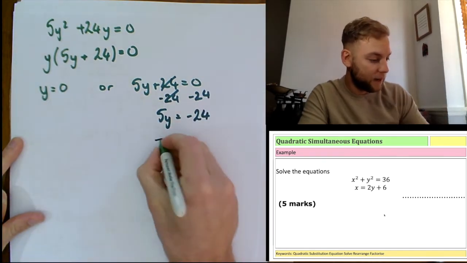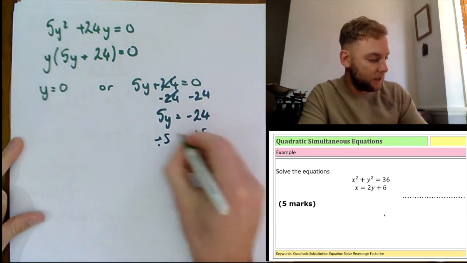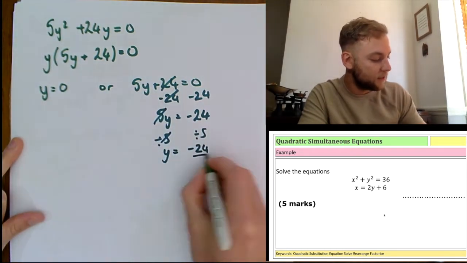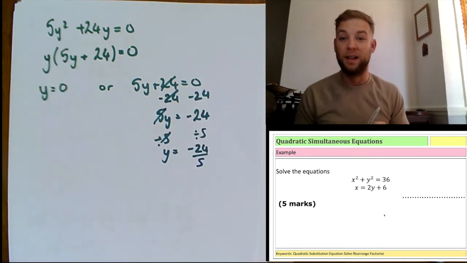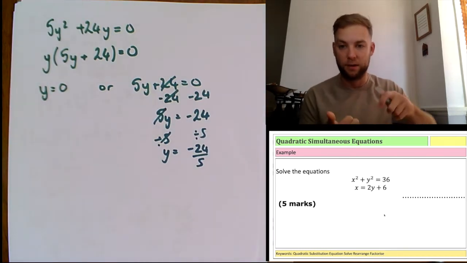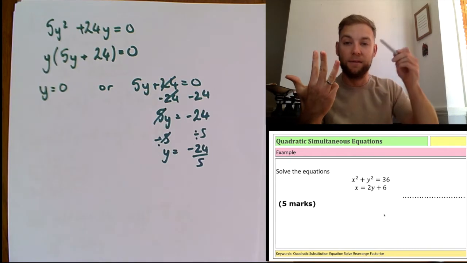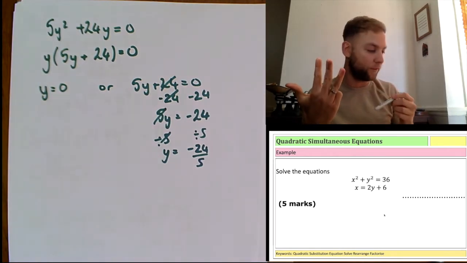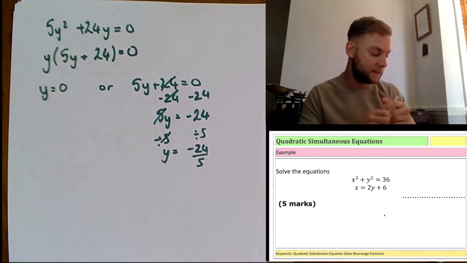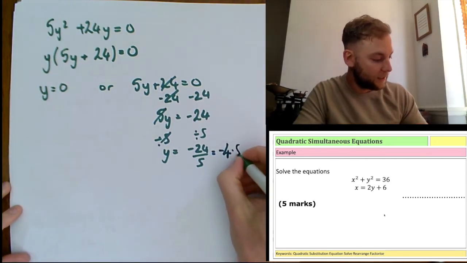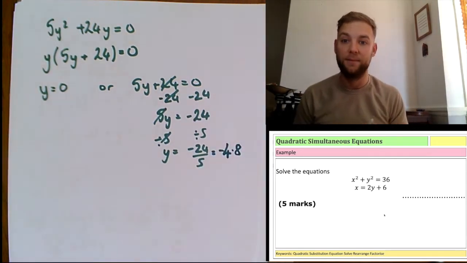Divide by 5, divide by 5. I'm going to end up with y is equal to minus 24 divided by 5. You might be able to do that in your head. How many times does 5 go into it? It goes 5, 10, 15, 20, so 4 times, and then 4 over 5. So 4 over 5 is 0.8, so it's actually minus 4.8. You can do that in your head, okay?